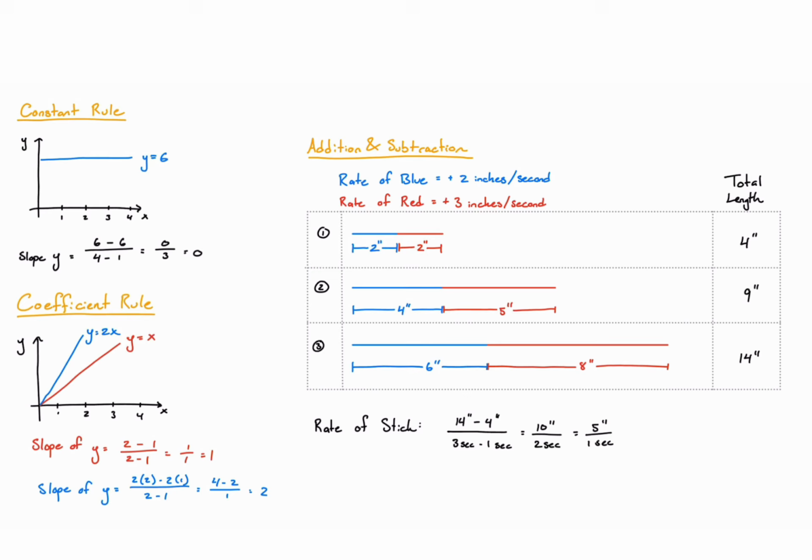So why are these rules the way they are? Well, to start, we have the constant rule here, right? And remember that the derivative is the rate of change of something. It's the slope on a graph. So if we look here at our constant rule, if we have that y equals 6, that's a constant value. So our slope here is a straight line.